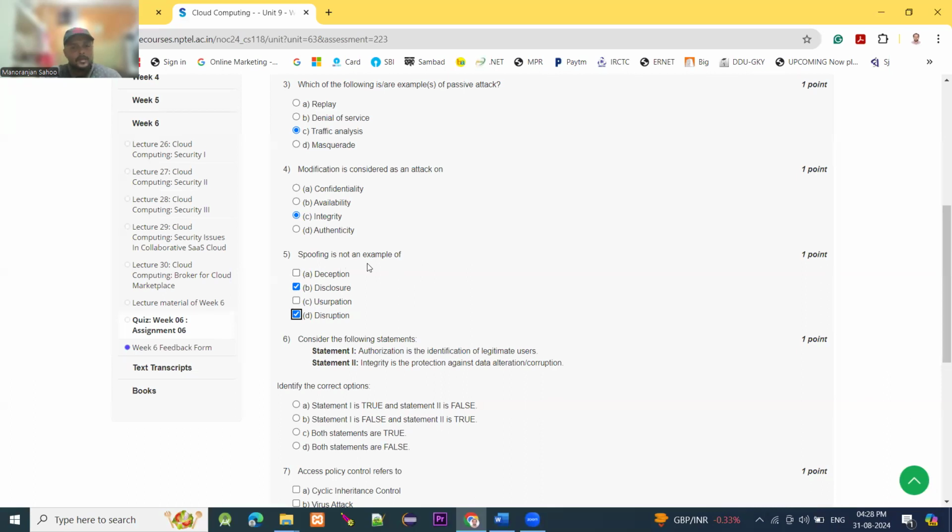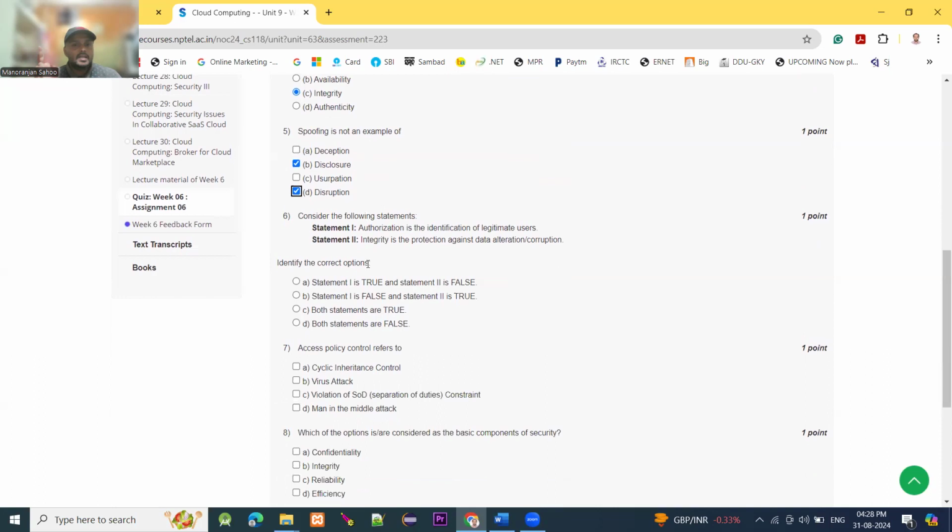Moving to question number 6, two statements are given. Consider the following statements. Statement 1: authorization is the identification of legitimate users. Is this the right statement? No, this is not the right statement. Statement 2: integrity is the protection against data alteration or corruption. Yes, it is the right statement. So statement 1 is false and statement 2 is true. Option B.